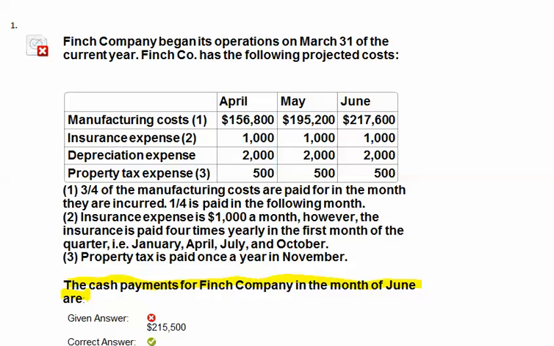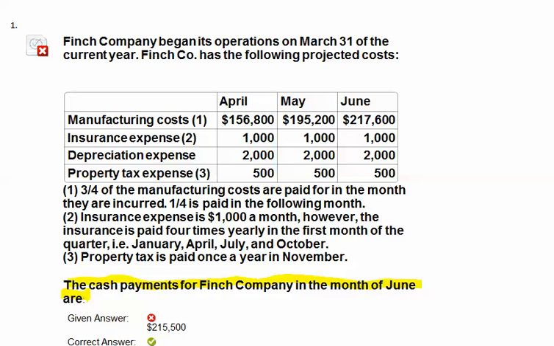This is a question that's talking about cash payments. So we're still talking about budgeting, but we're going to be looking at how much our cash payments are. And it says the cash payments for Finch Company in the month of June are. So we're going to have to figure out how much are we writing checks for in the month of June.